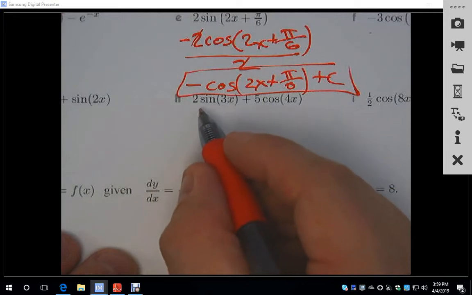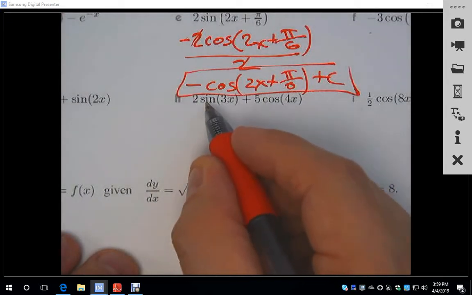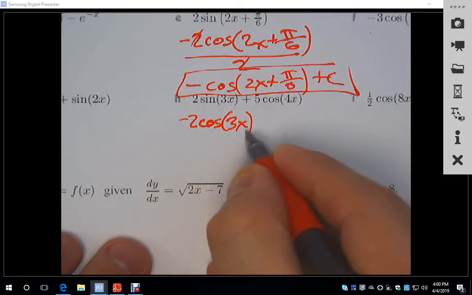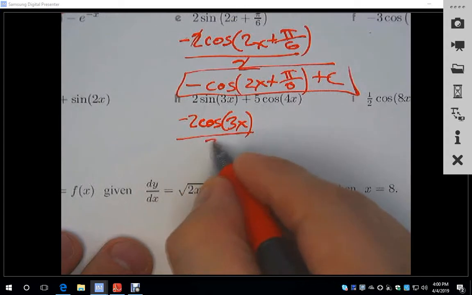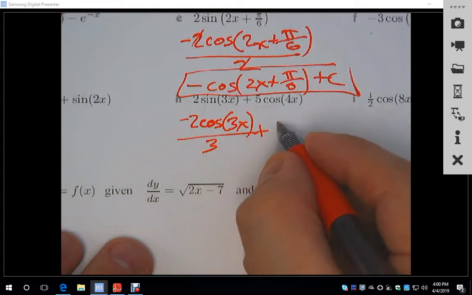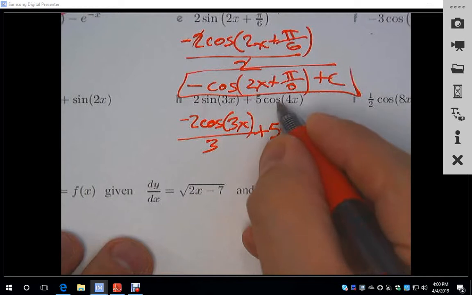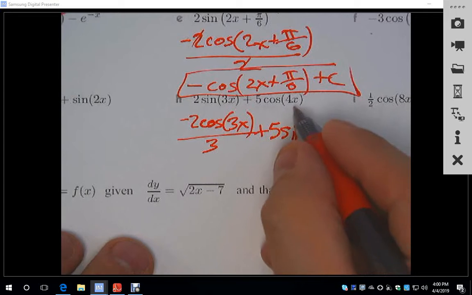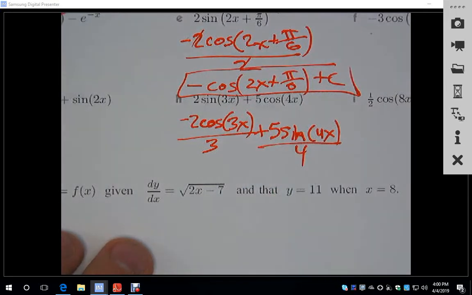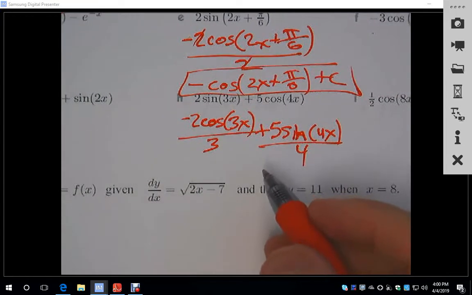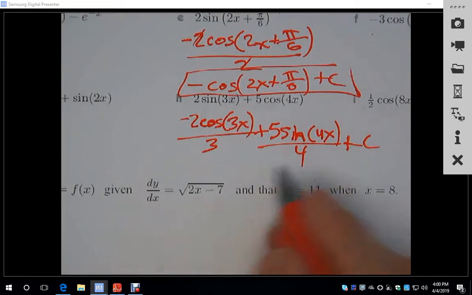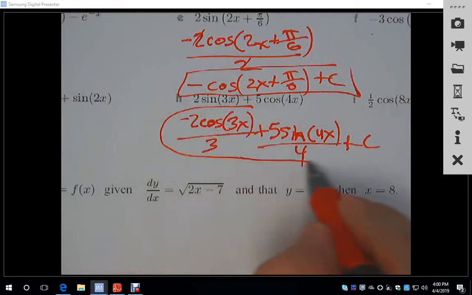So I have 2 times sine of 3x, the integral is going to be negative cosine, so I have negative 2 times cosine of 3x divided by the derivative of the inside function, so that would be 3, and then plus 5 times cosine, the integral is just regular sine, of 4x, and then of course divide by the derivative of the inside function, which would be 4. And of course we could clean this up if we wanted to keep it from being so sloppy, but, oh, I forgot the plus c. Actually, we can't really clean it up. It looks pretty nice as it is, so I'm just going to leave it like that.